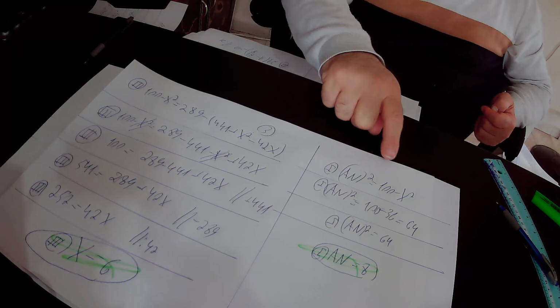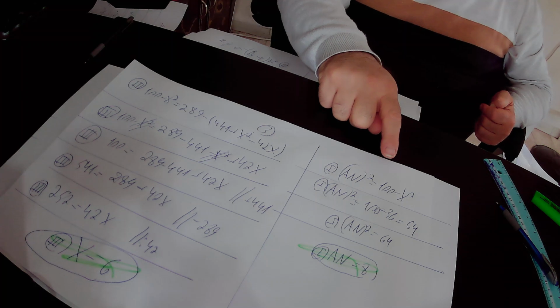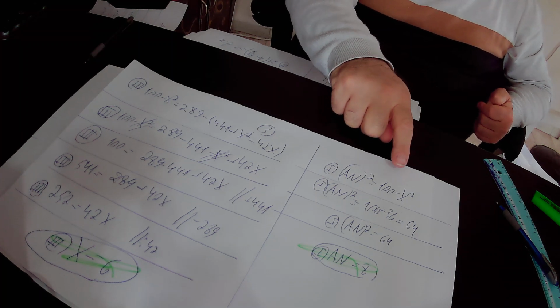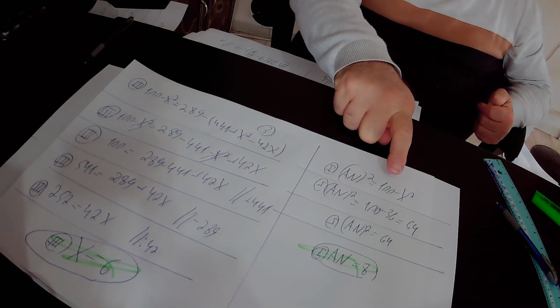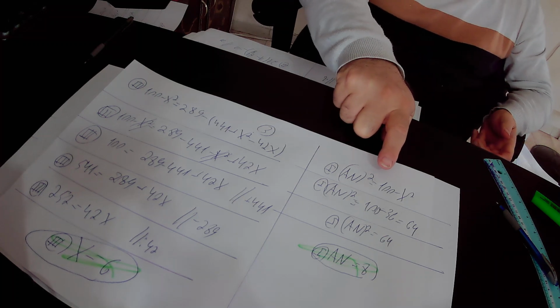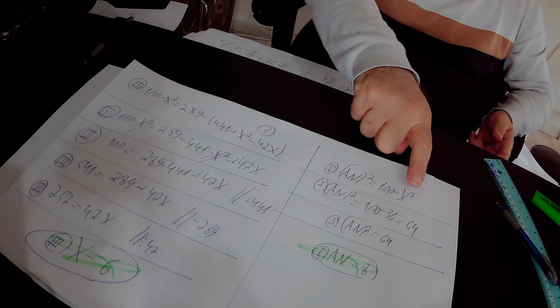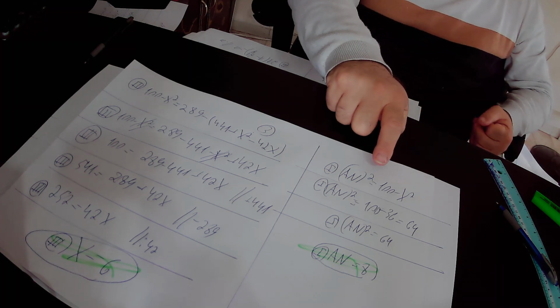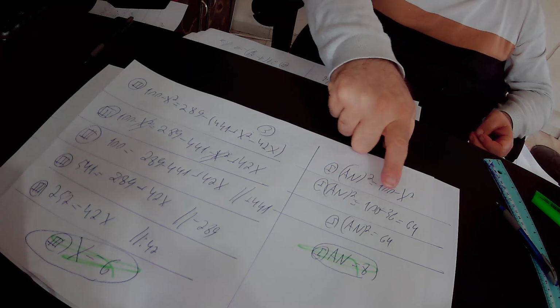So AN squared equals 100 minus x squared. X is 6, therefore x squared is 6 squared, which is 36. So in total, we found that AN squared equals 100 minus 36. 100 minus 36 is 64. So according to equation 1, AN squared equals 64.